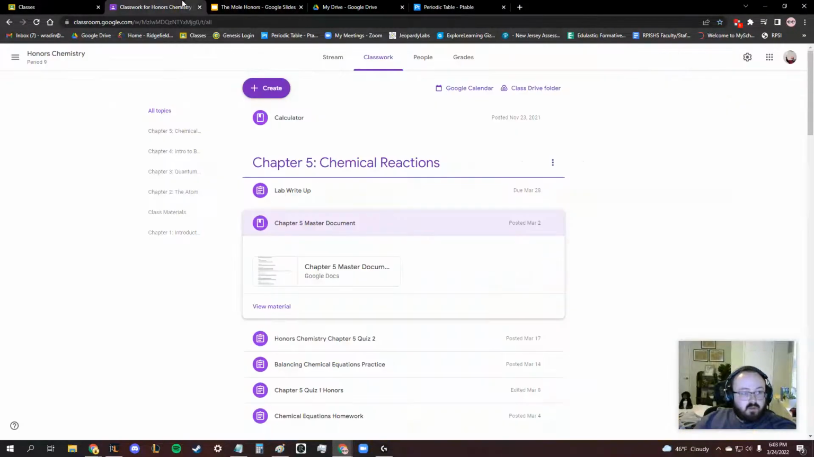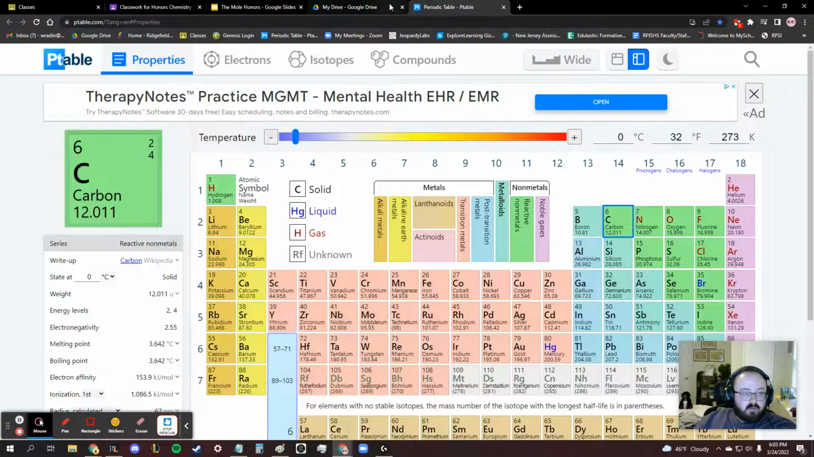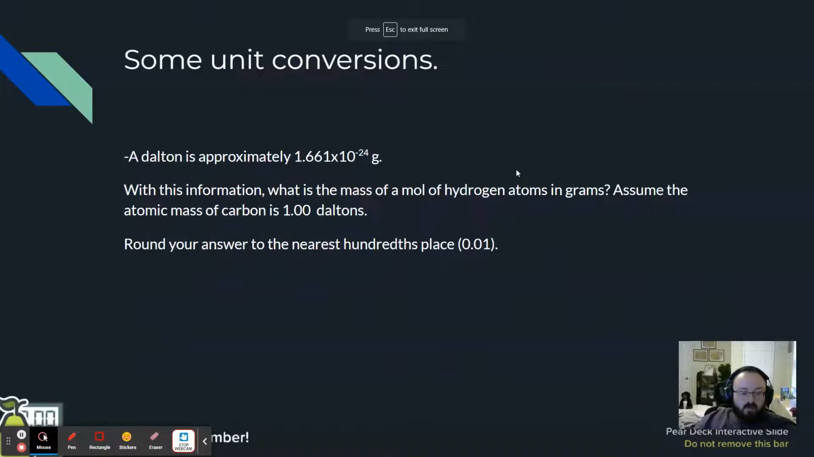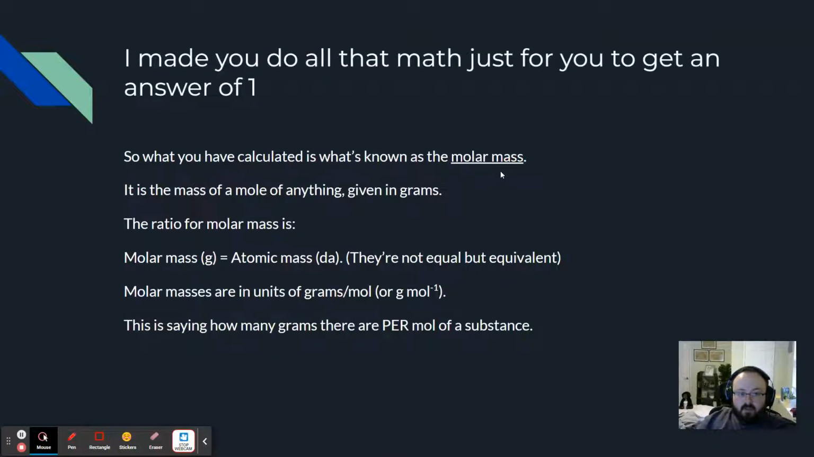Okay, so if we go back, get rid of everything else here to our slideshow. Unit conversions. I had my honors class do this just for fun, to be mean. But when we start doing this calculation, if you multiply Daltons times their conversion factor, you will get 1. So basically, our conversion factor is saying that the molar mass is the same as the atomic mass. They're not literally the same, but they are the same numerical value.